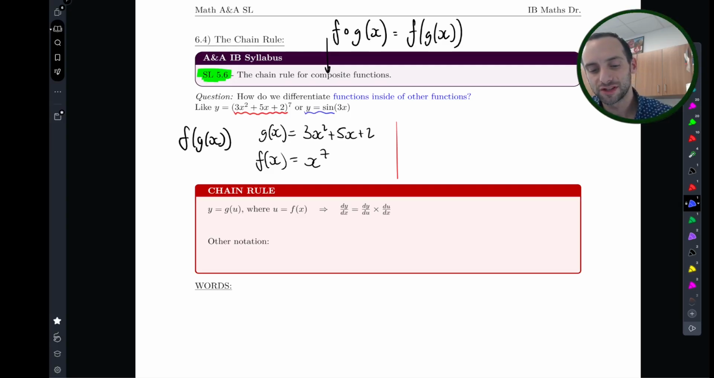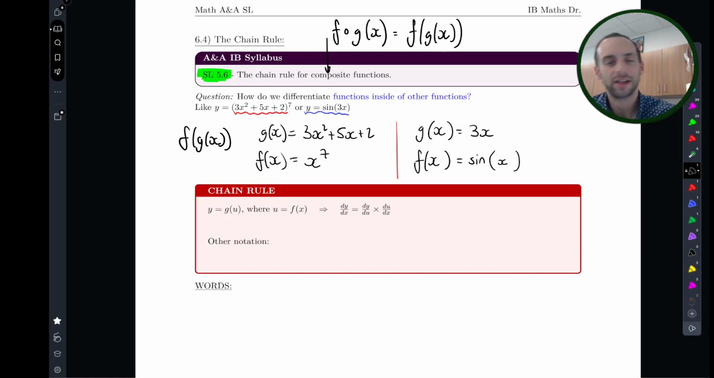For the second function, y equals sine 3x, there is no way to get around that composition. There's no algebra we can do to simplify that to use derivative rules we've already seen. So that we definitely need a chain rule for, which we'll learn today. The inner function here, the g of x, would be the 3x, and the outer function here is the trig function, the sine, and again, if we uncompose it, that would just be sine x.